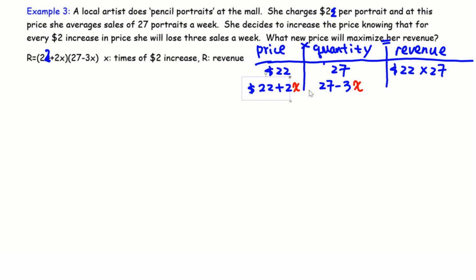Then the revenue will be these two times together. So 22 plus 2x, this is the price increased. Then 27 minus 3x is how many portraits sold. So now, whenever you see maximum or minimum revenue, so you want to find the maximum revenue, then the revenue is your y value. So here we use r for the revenue. So the equation is r equals 22 plus 2x times 27 minus 3x.